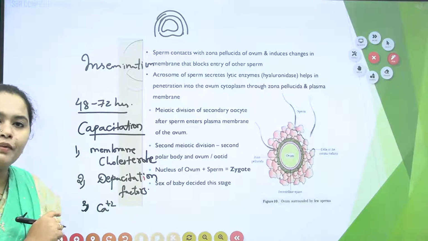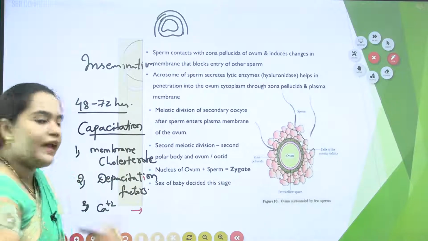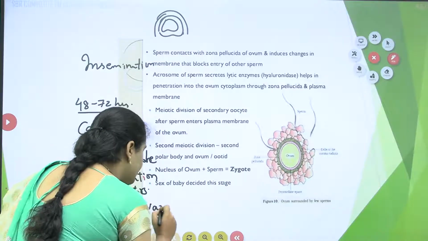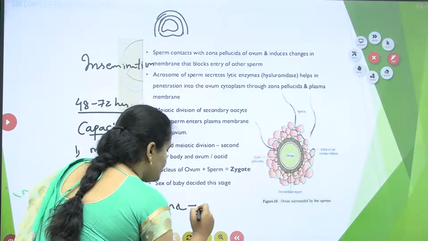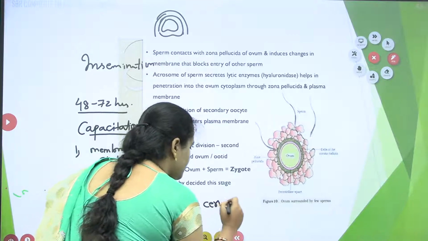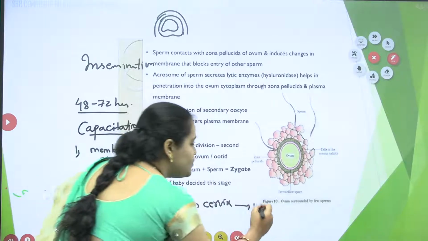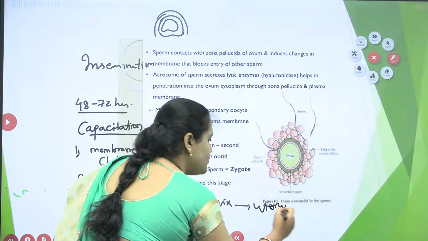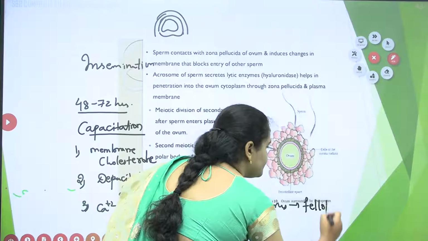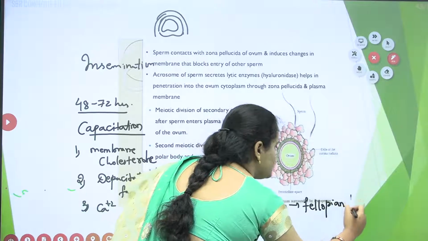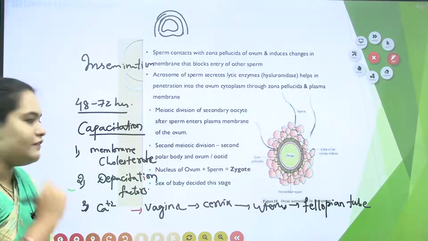How will the movement be there, and from where? The movement of the sperm will be from the vagina to the cervix, then from the cervix to the uterus, and from the uterus to the fallopian tube. The fallopian tube is the oviduct, which we read in our previous classes.